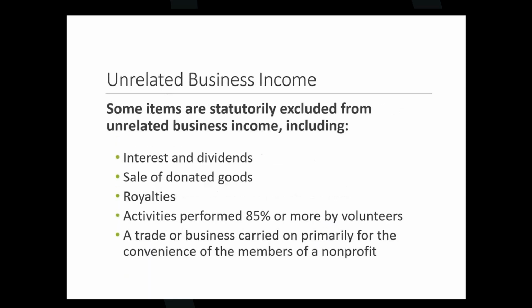I'm going to flip the page. The opposite is there are a lot of things people may not know that are exempt. For most people, interest and dividends are exempt, not taxable. They put a thrift store exemption in here, I don't know, 30, 40, 50 years ago, so sale of donated goods is not taxable. Royalties, if there are any alumni associations on the call with those Visa cards with their names on them, are not taxable. And if the activity is performed 85% or more by volunteers, that's not taxable.